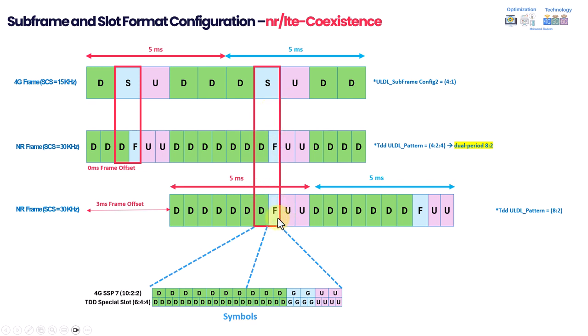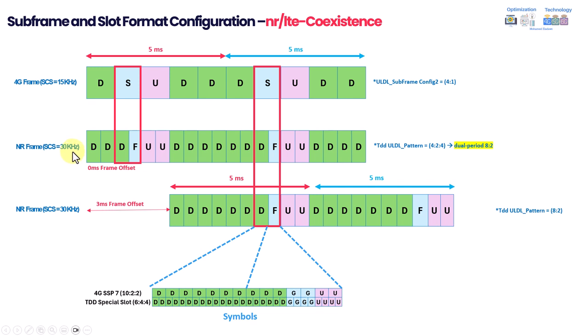And here you also need to align again the special slot pattern, the special slot configuration, as well. But you can see uplink is being aligned, downlink is being aligned. So this is the first solution: it can be shifted by 3 milliseconds and using this 8 to 2.